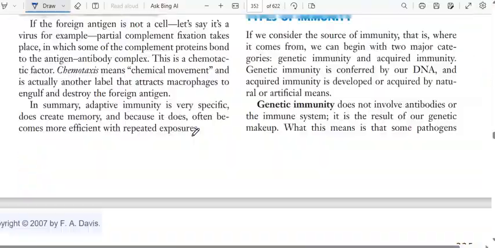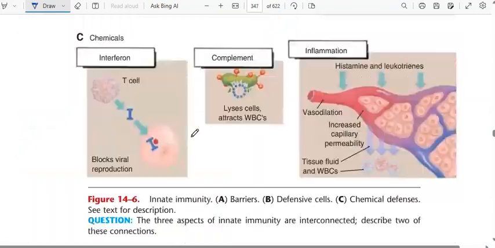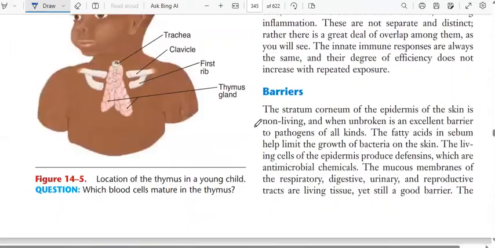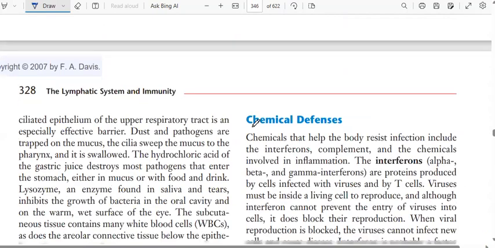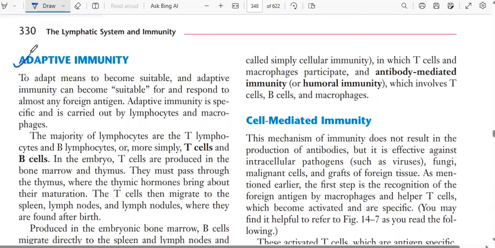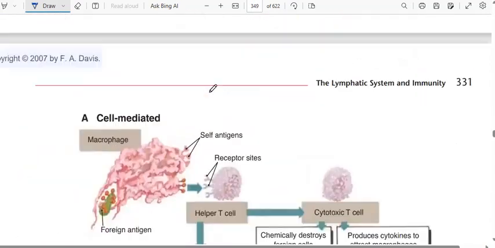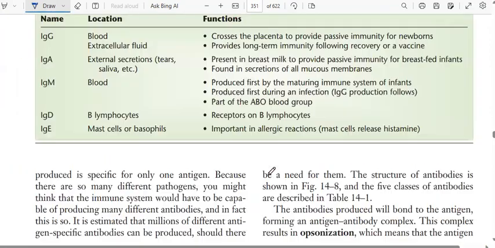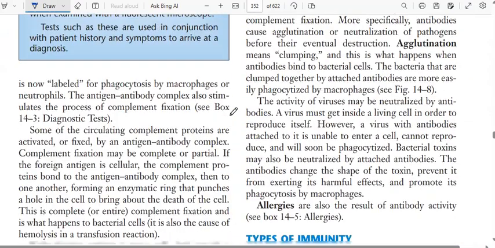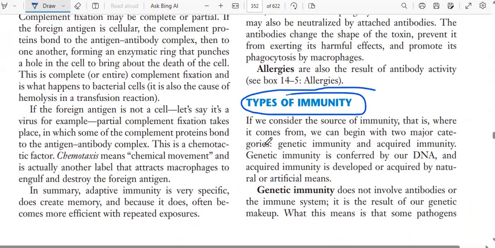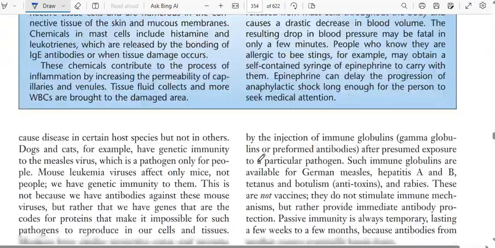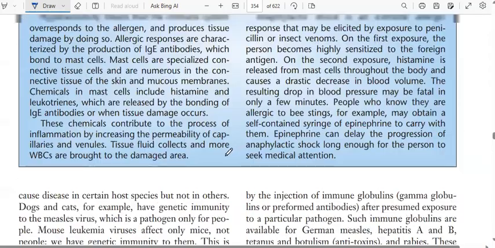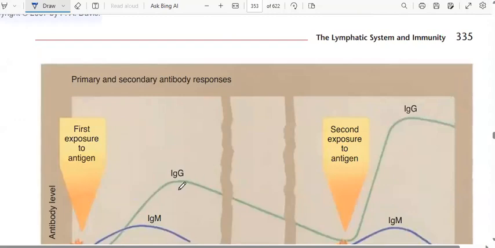So what are the subtopics? Let's see what we are going to study in immunity. Basically immunity has some types. First is innate immunity, in which we have details. Next is adaptive immunity, the second type. In adaptive immunity also we have types, cell mediated and others. These are the two topics and we have different subtopics. Next is types of other immunity, like genetic immunity, acquired immunity. Next is lymphatic system aging. So we are going to discuss the immunity types, and in those types, which immunity works in which way.